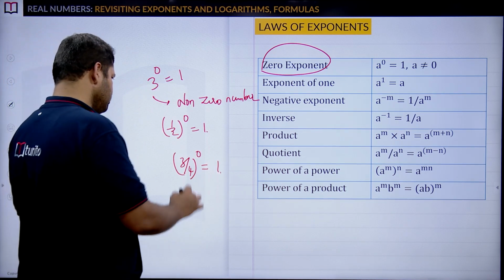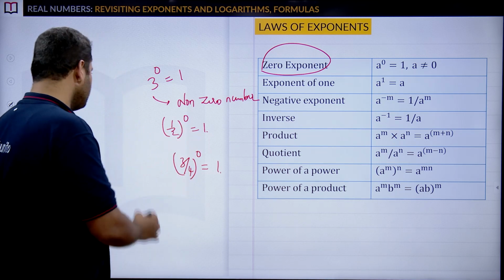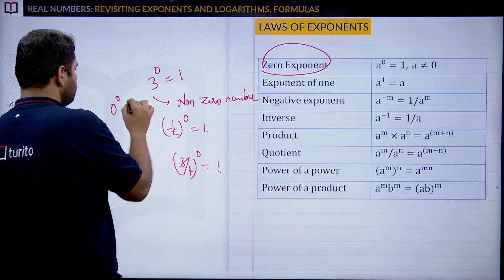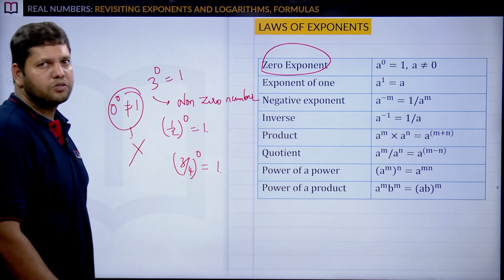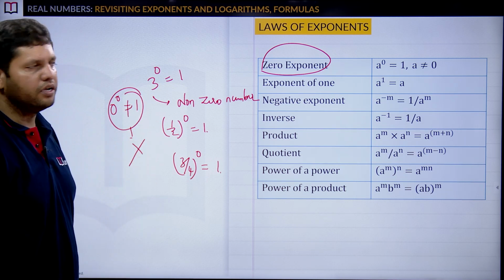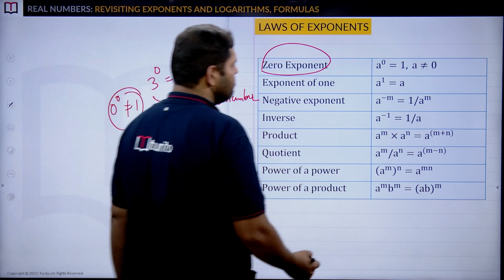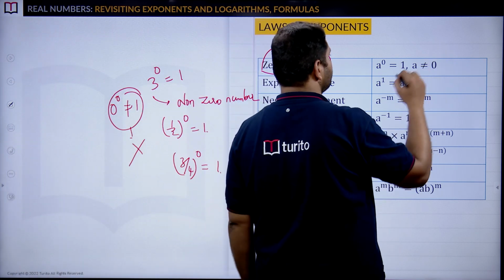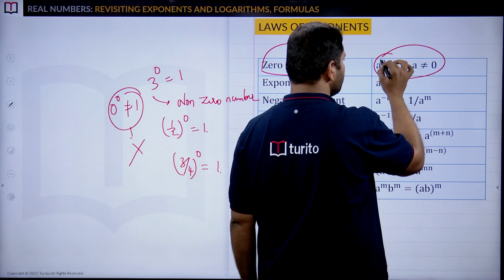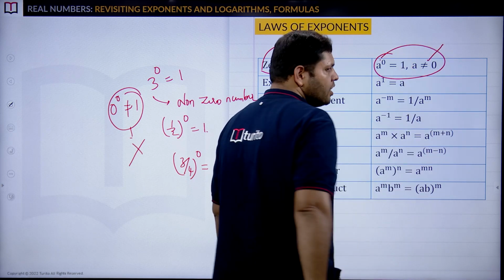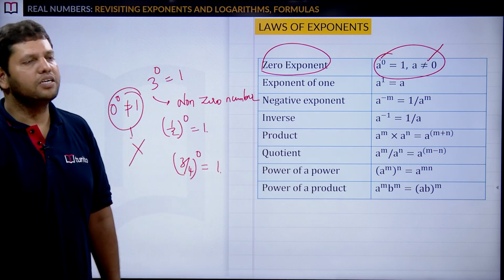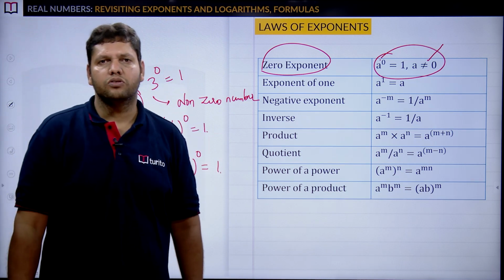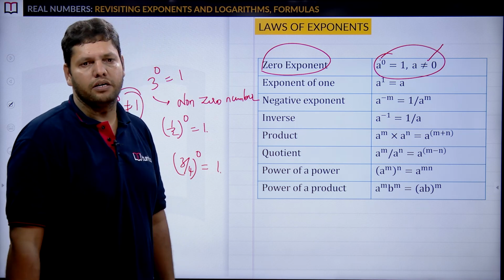But for 0, like 0 to the power of 0, this is not equal to 1. So for this number, we cannot apply the zero exponent. Zero exponent we cannot apply for a zero number. Like a to the power of 0 is equal to 1. Here a is a non-zero number, meaning a should not be equal to 0. So that is the condition, children. That is what a zero exponent is.